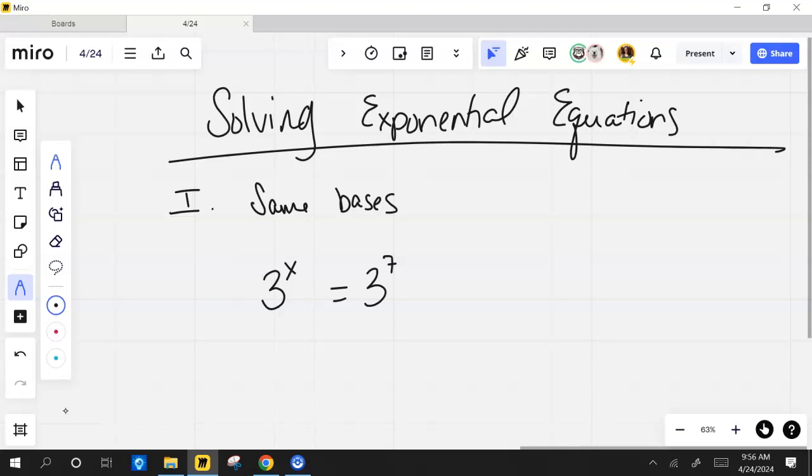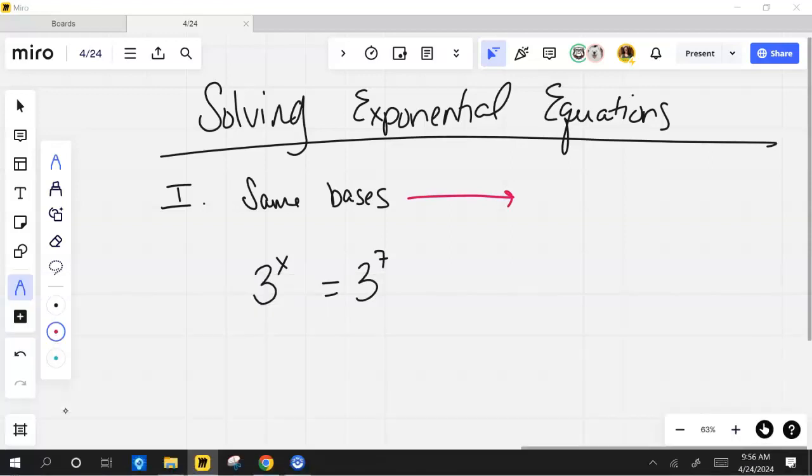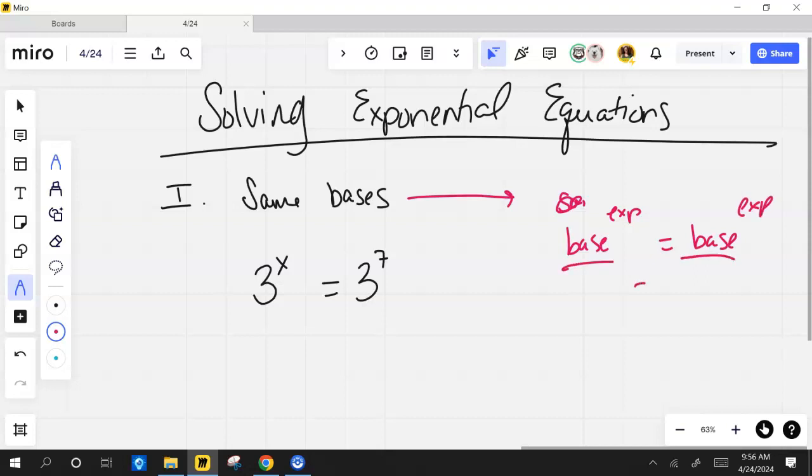That's kind of the concept we're going to use here, that if the bases are the same and I've got them equal to each other, so I've got base to an exponent equals base to an exponent, and these two bases are the same, then what I can do is I can just drop them off and set the exponents equal to each other. So in this case, it was really easy because that was an easy one to see, but they might not be quite as easy. So let me show you what I'm talking about.